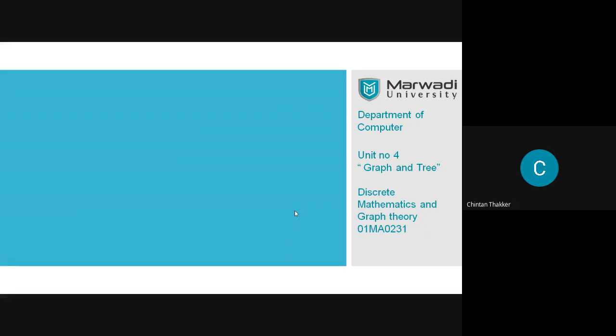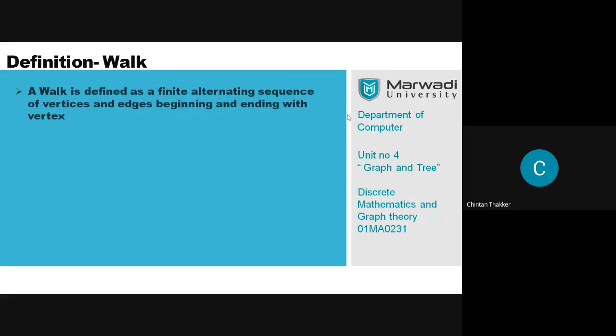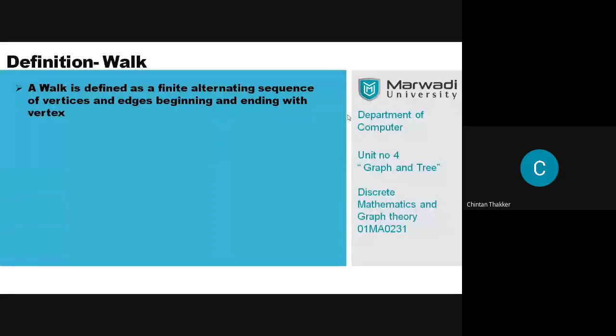So next we have the definition of walk. A walk is defined as a finite alternating sequence of vertices and edges, beginning and ending with a vertex. The sequence starts with a vertex and ends with a vertex.